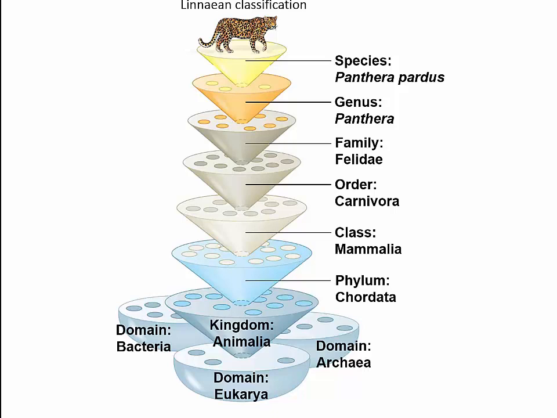And out of all the carnivores, there are many families. And we're picking the Felidae family. And then out of that family, there are many genera, but we're picking the Panthera genus. And then ultimately, we're picking the species. There are many species of Panthera, but we are interested in Panthera pardus, which is the pretty cat sitting on top.